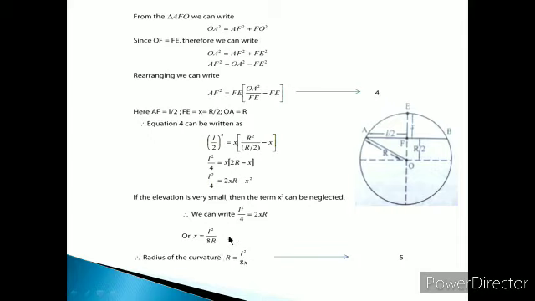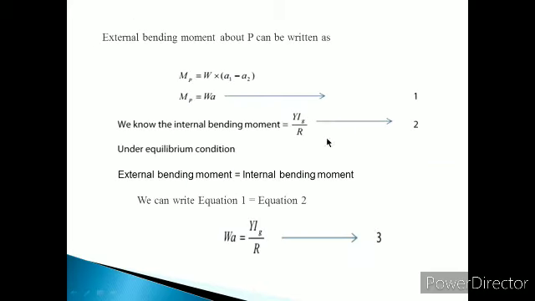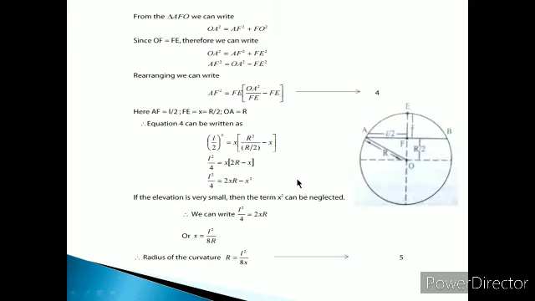From this, we calculate the radius of curvature R is equal to L square by 8x. This is equation number 5. Therefore, substituting the value of R from equation 5 in equation 3.